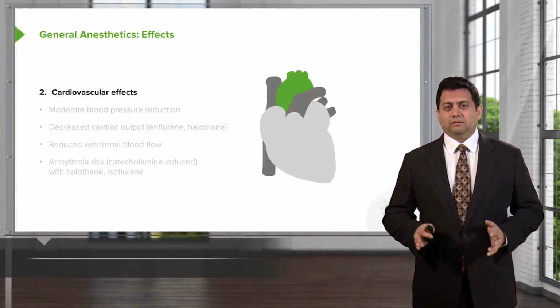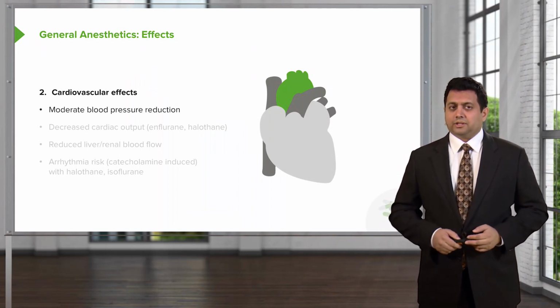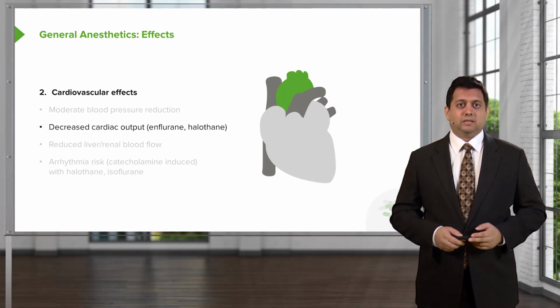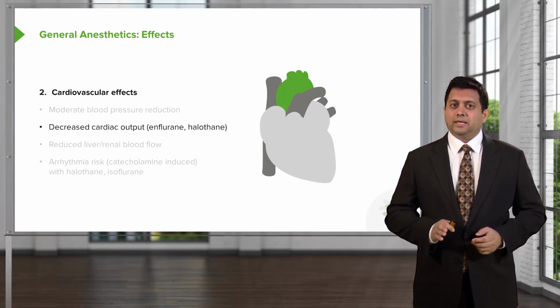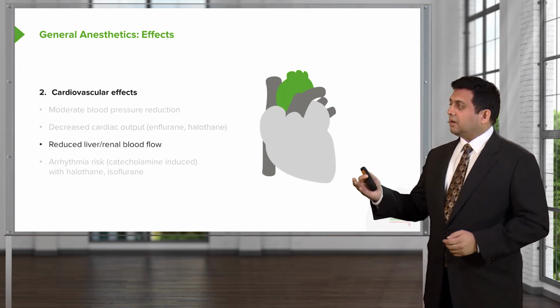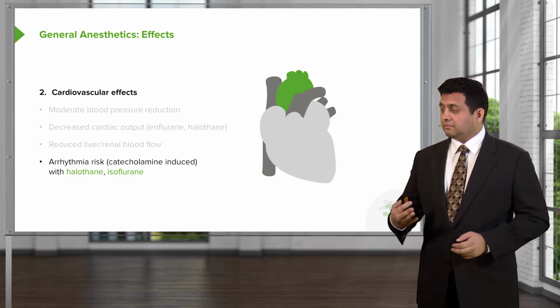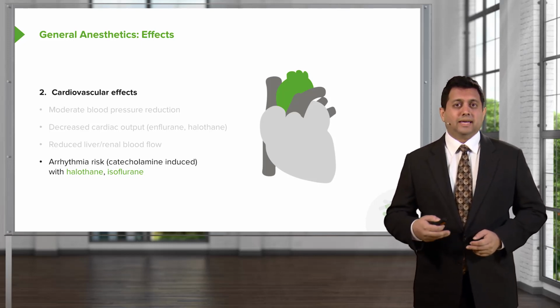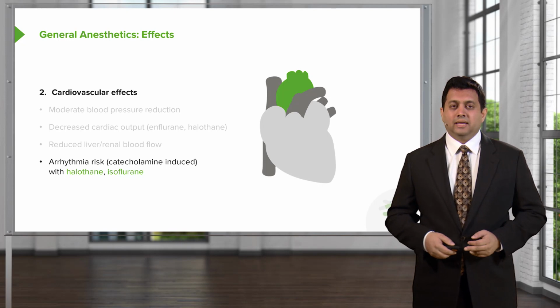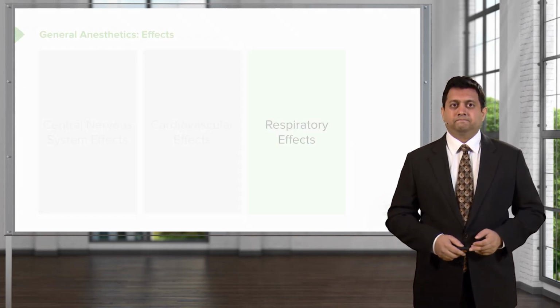Cardiovascular effects are generally fairly moderate. It does cause a moderate blood pressure reduction. It does cause a decrease in cardiac output, and in particular, halothane and enflurane are culprits in this. It does cause reduced liver and renal blood flow, and it can increase arrhythmia risk. This is usually a catecholamine-induced phenomenon, and we see it more with halothane and isoflurane.